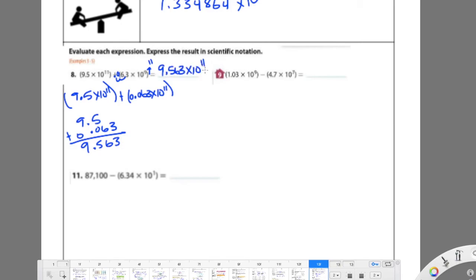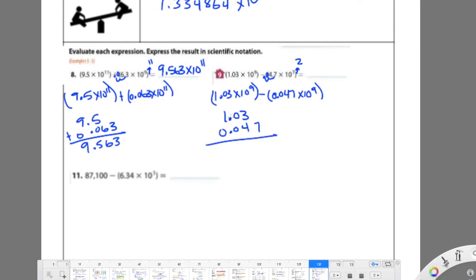All right, this next one, we want this one to go up 2 more, which means I need to move this 2 times, like that. So now I have 1.03 times 10 to the 9th power minus, oops, 0, dang it, hopefully I was writing the number correctly, 0.047 times 10 to the 9th power. So now I can line these up, and I need to make sure I line up my decimals correctly. So these should be right in line with each other, and I'm just going to subtract straight down.